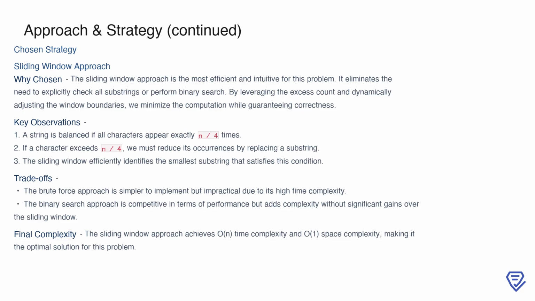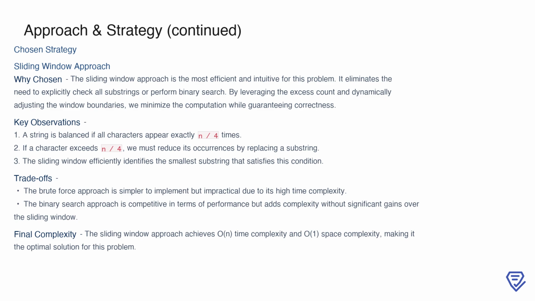The sliding window approach emerges as the most suitable strategy for solving this problem. It is efficient, intuitive, and avoids the computational overhead of explicitly checking all substrings or combining binary search with sliding window. By leveraging the idea of excess counts and dynamically adjusting the window boundaries, this approach minimizes computations while ensuring correctness. There are 3 key observations that underpin this method.